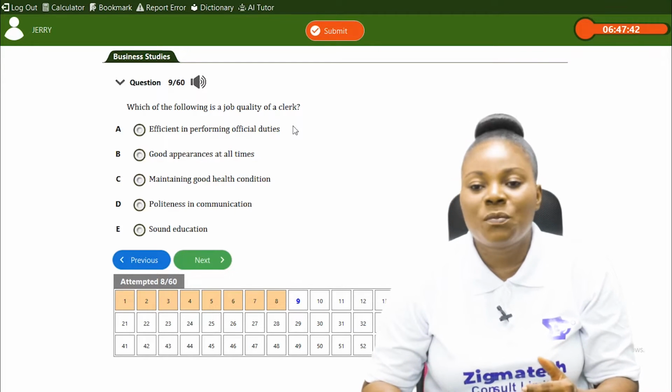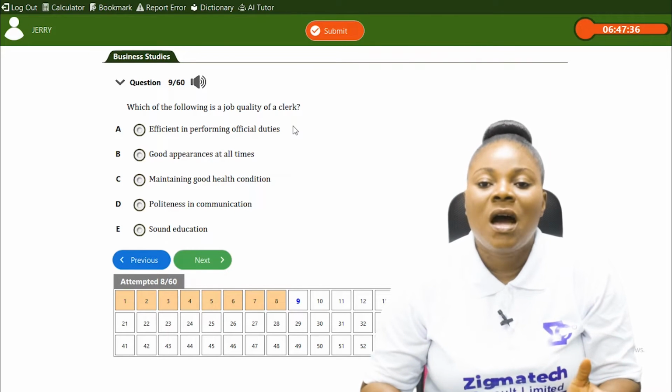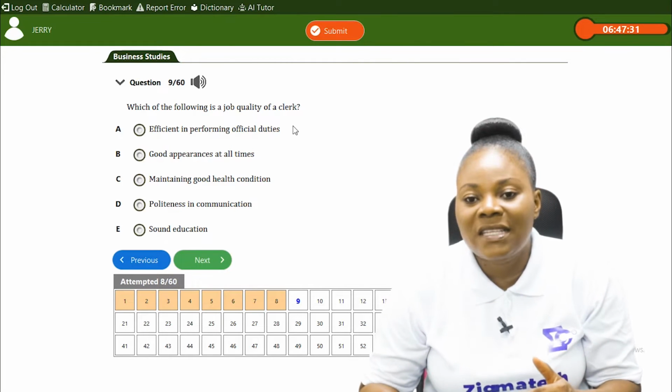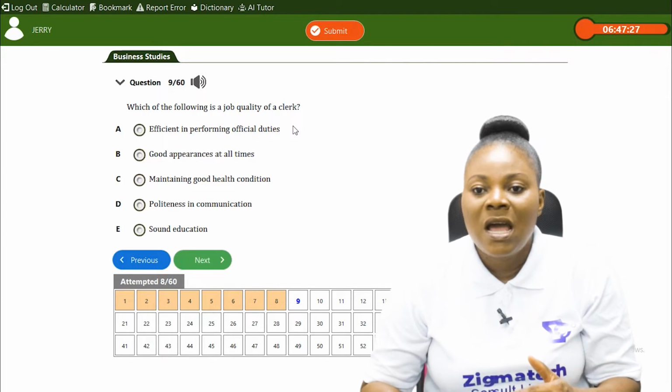Remember, a clerk can also be referred to as a clerical staff. They are the ones that carry out the routine jobs or the routine activities in the organization, like filing of letters, taking letters to the post office, receiving of mails, and all of that.